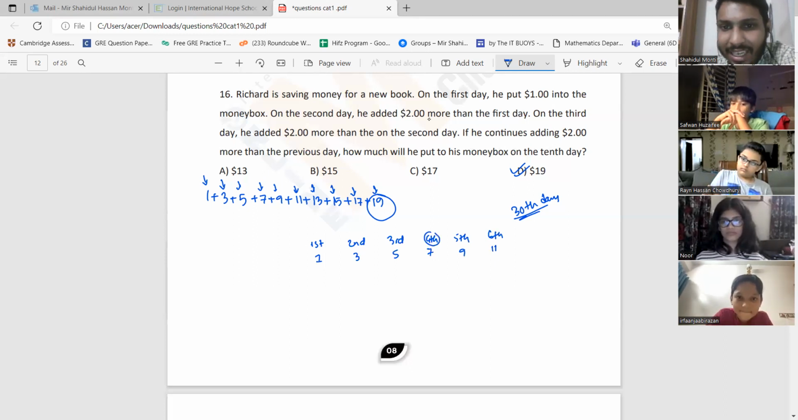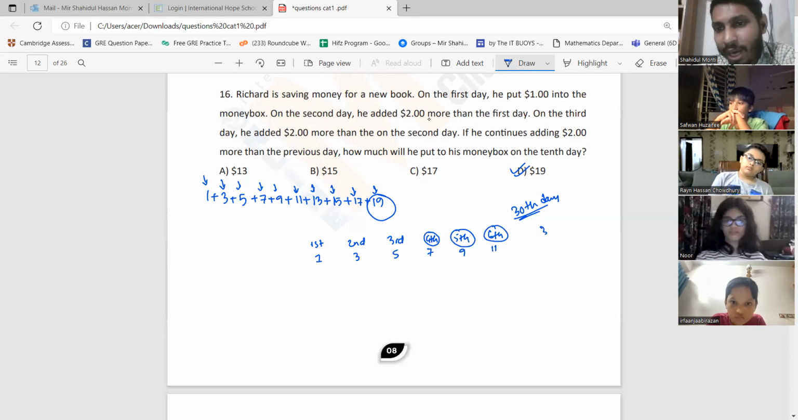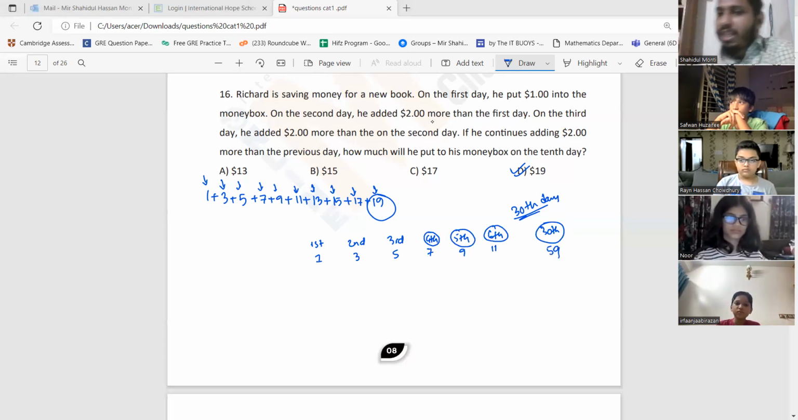So the number of days is multiplied by 2. Fourth day, 4 times 2 is 8, then subtracted by 1. Fifth day, 5 times 2 is 10, subtracted by 1, 9. Sixth day, 6 times 2 is 12, subtracted by 1. Thirtieth day, 30 times 2 is 60, minus 1 is 59.